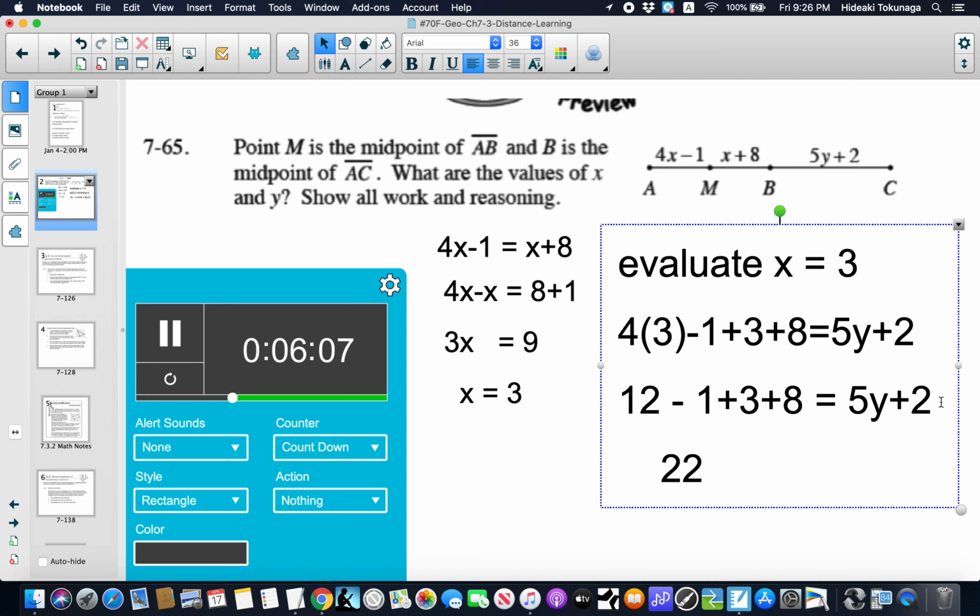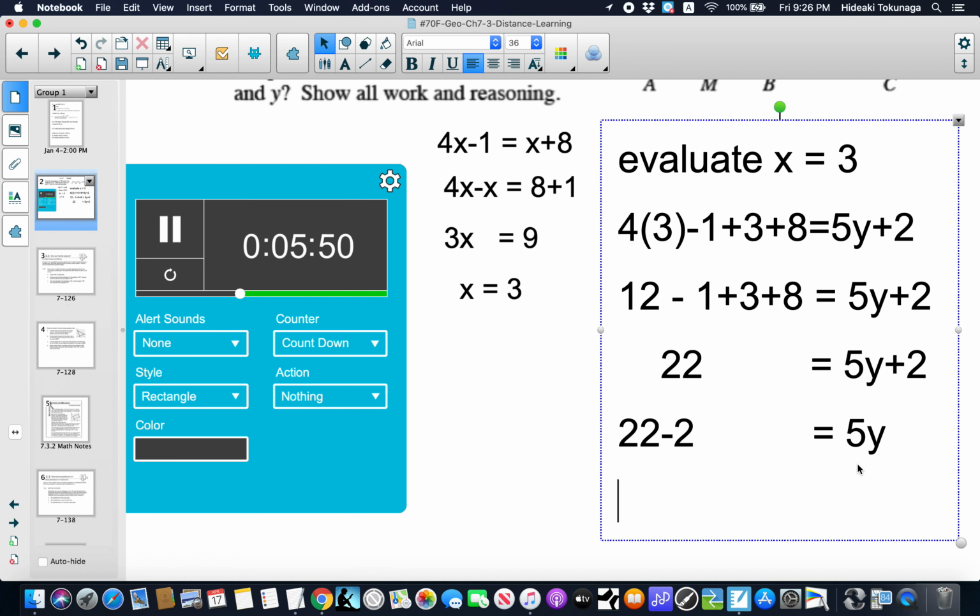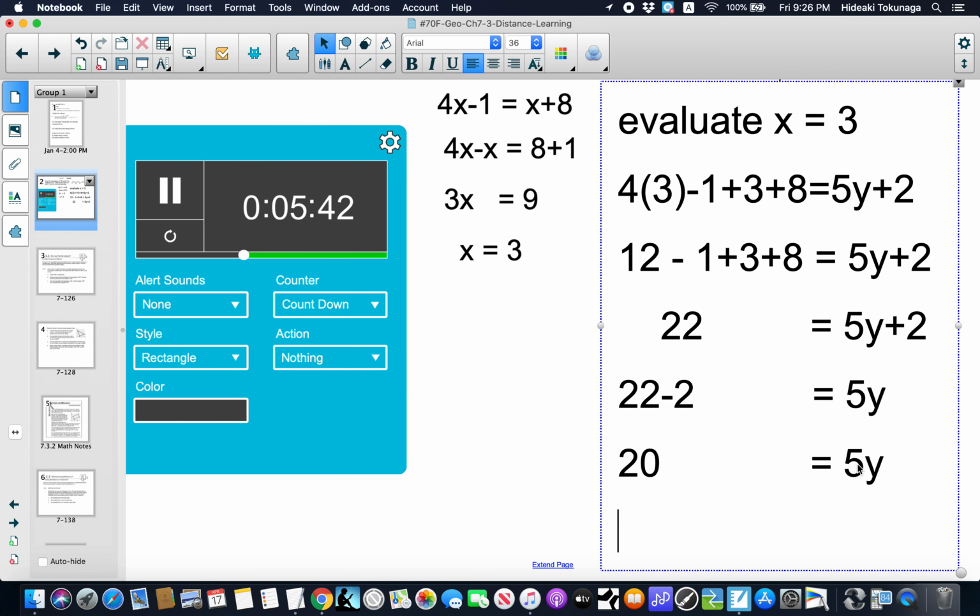22 equal to 5y plus 2. So you subtract 2 from both sides, so 22 minus 2 equal to 5y. So it's 20 equal to 5y, and y equals 4. Okay, now we have solved for x and y.